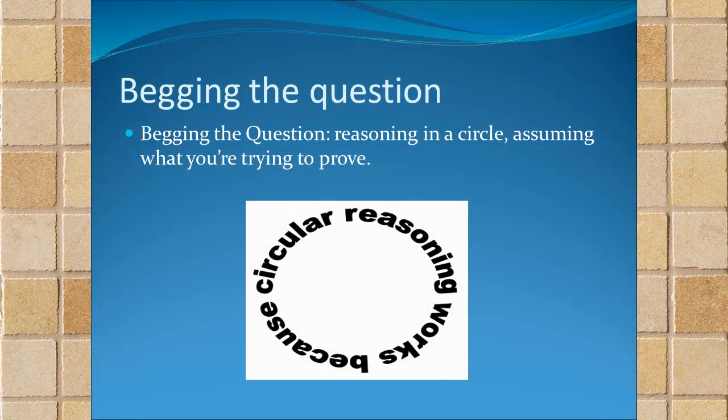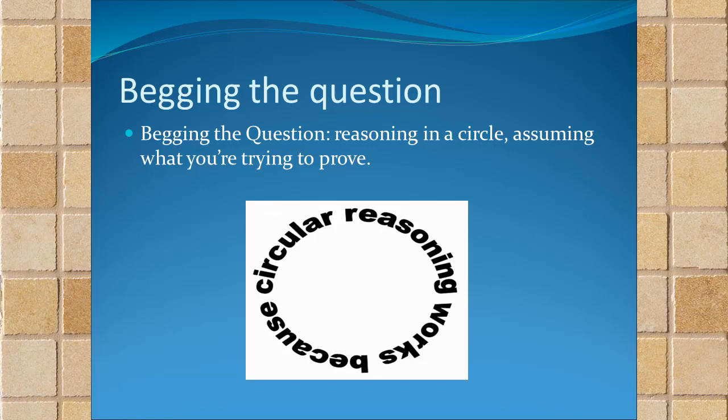Okay, so the next one is called begging the question, and sometimes this fallacy is talked about as circular reasoning, and you can see in the diagram there that's why it's a problem. Circular reasoning works because it just keeps going. So an argument that uses the begging the question fallacy is basically going to say the same thing twice. That's why we call it reasoning in a circle. It reasons from the conclusion back to the conclusion.